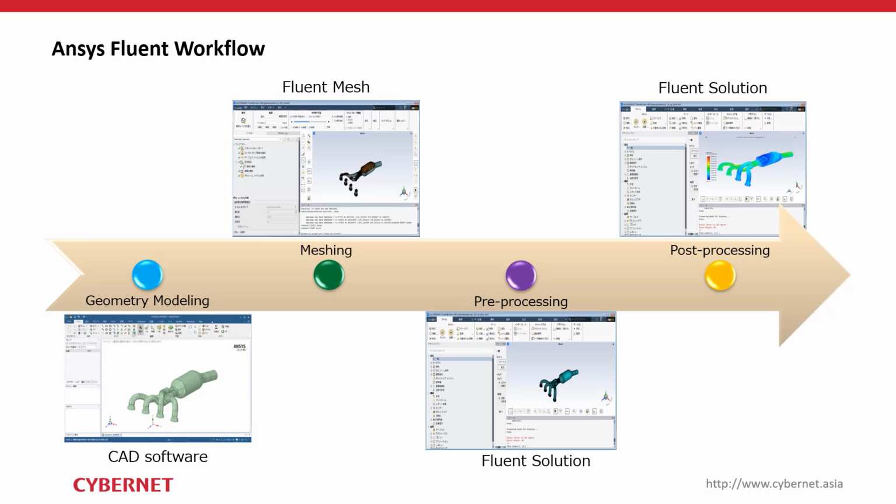Then afterward, you move to the meshing. Again, you can use the Fluent Mesh to do your meshing. Just follow the workflow from top to bottom. Really straightforward there. Then afterwards, you move to the Fluent Solutions to do your pre-processing.